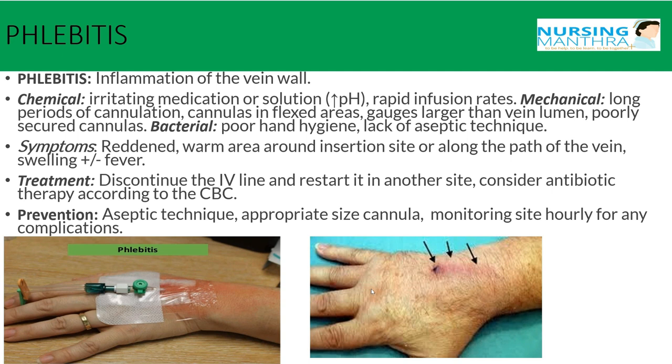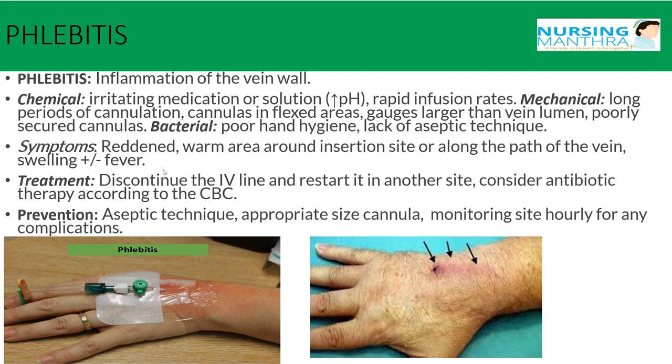Next IV complication is phlebitis. It is the inflammation of the vein wall. You can see here the inflammation of the vein wall, that is phlebitis. Chemical causes: an irritating medication or solution with increased pH value, or a rapid infusion rate. Or mechanical causes: long periods of cannulation, cannula in a flexed area, gauges larger than the vein lumen, poorly secured cannulas. These are the mechanical causes for phlebitis. And bacterial causes mean poor hand hygiene and lack of aseptic technique. All this will lead to phlebitis.